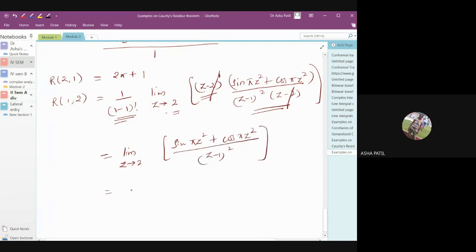Put z equal to 2. Sin 4 pi it is. Z is 2, 2 square becomes 4. So sin 4 pi, cos again 4 pi, divided by 2 minus 1 whole square. Sin 4 pi value. Value of sin 4 pi.